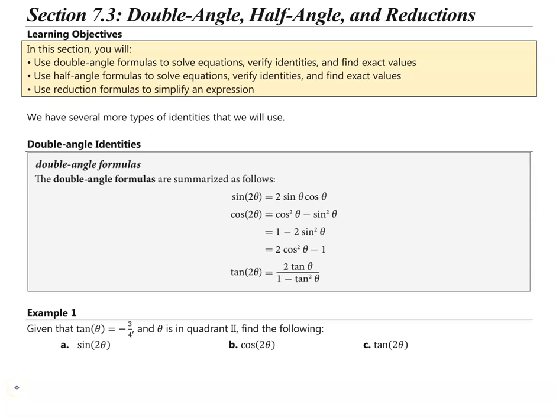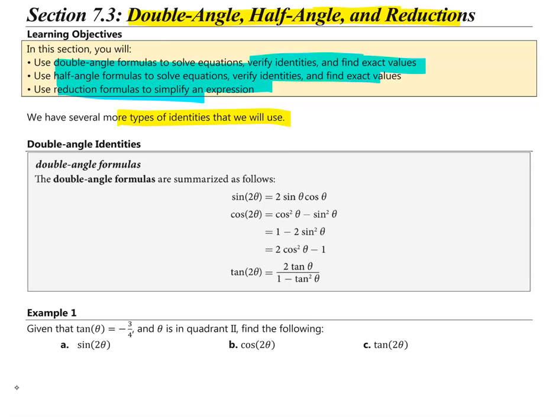Section 7.3, double angle, half angle, and reductions. In this section, you will use double angle formulas to solve equations, verify identities, and find exact values. Use half angle formulas to solve equations, verify identities, and find exact values, and also use reduction formulas to simplify an expression. Now, we're going to add more types of identities that we will use for this section.